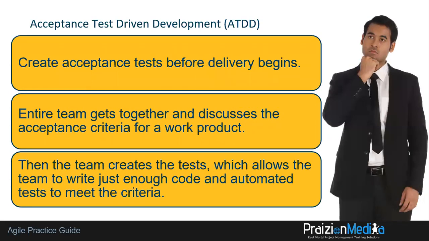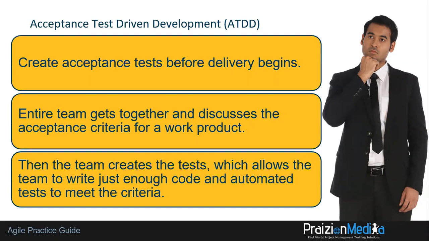Acceptance test-driven development is all about creating acceptance tests first before delivery begins. You see the similarities, but we're talking more about acceptance tests here. The entire team gets together and discusses the acceptance criteria for work product. Then the team creates the test, which allows the team to write just enough code and automated tests to meet the criteria. So when you think about ATDD, you got to think about collaboration as well. But as opposed to thinking about working in isolation as a developer in the world of TDD with limited understanding, this beefs up the awareness and understanding of the acceptance criteria.